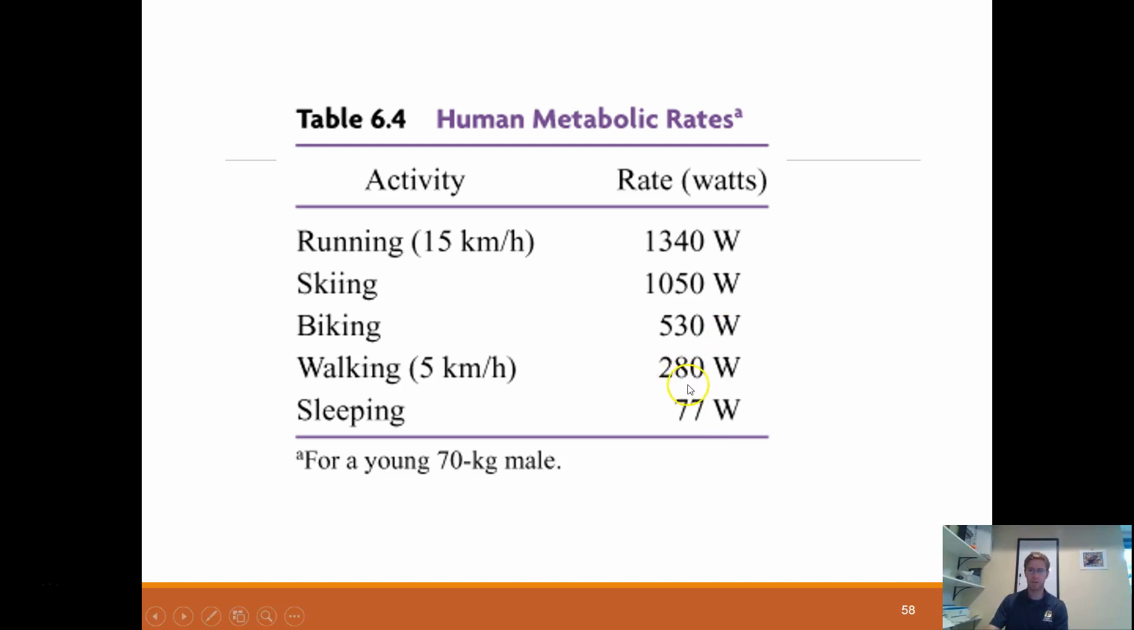Just going for a walk, cool, look at that, up to 280 watts. Biking, skiing, running, you're burning different amounts of energy. As you can see, each of those increases. So you're consuming energy all the time just by living, whether you're sleeping, walking around, even sitting, listening to awesome physics lectures, you're still burning joules and burning calories, which is another form of energy.